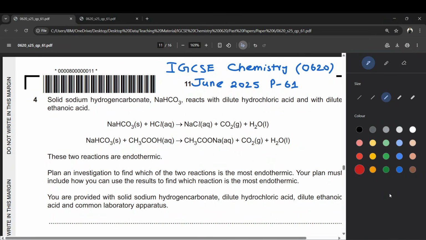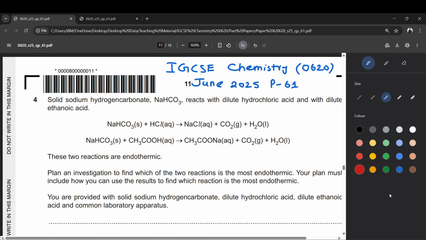A lot of the students lose 4 to 6 marks on this paper 6 planning question, not because it's hard, but because they don't know what the examiner wants. So let me show you exactly how you can answer this question step by step so that you can secure all 6 marks of this question.